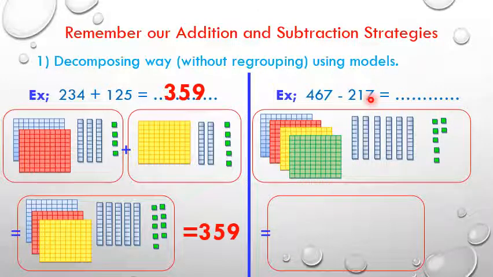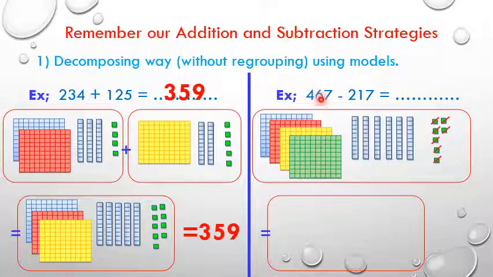Here we have in ones place 7. We want to take away 7 from this 7. Then we will cancel all of these elements. Okay, the rest will be how many ones here? It will be 0. Then we will draw no ones here.